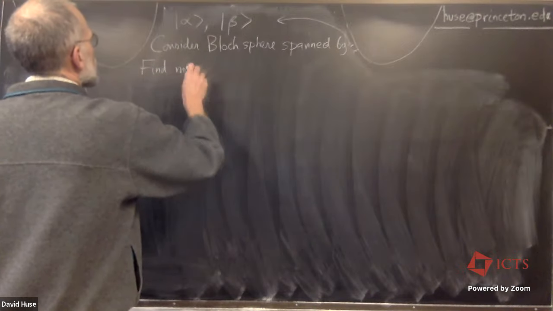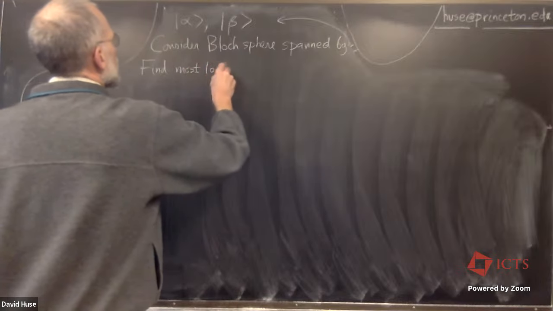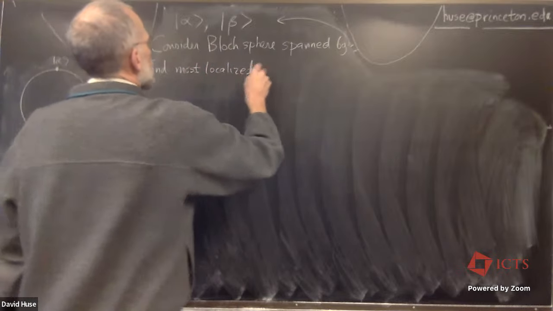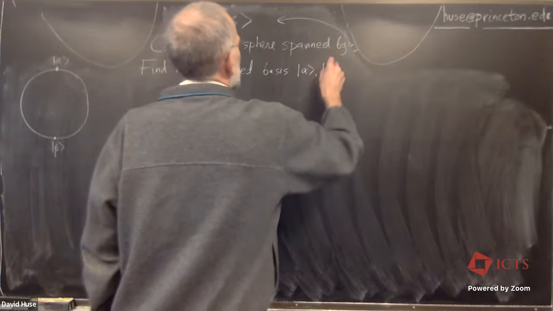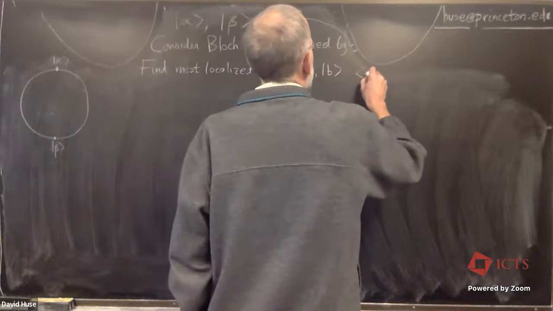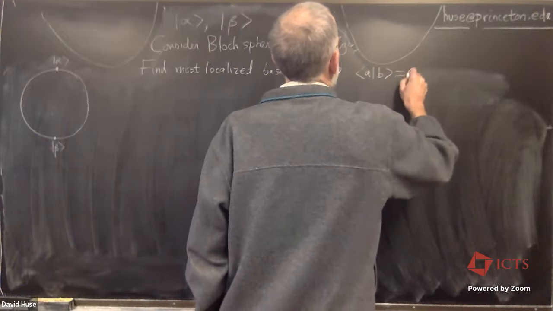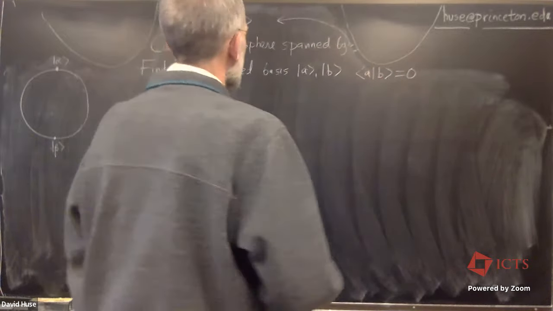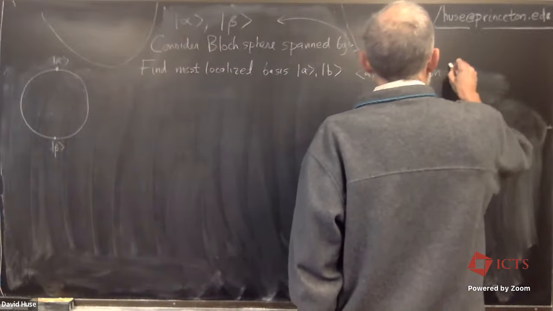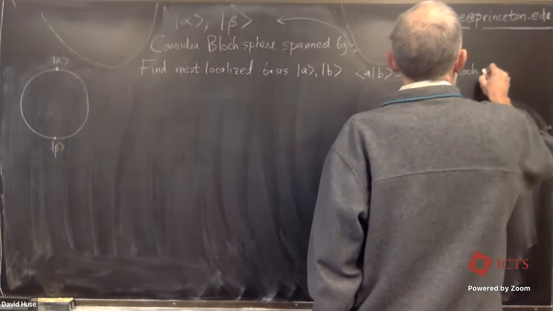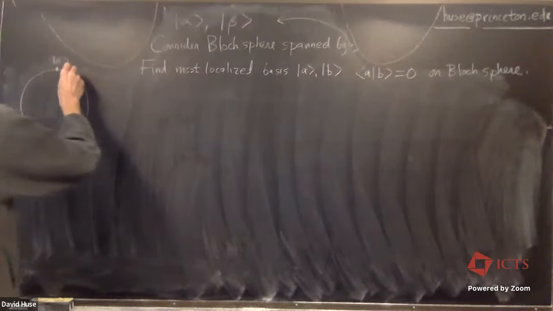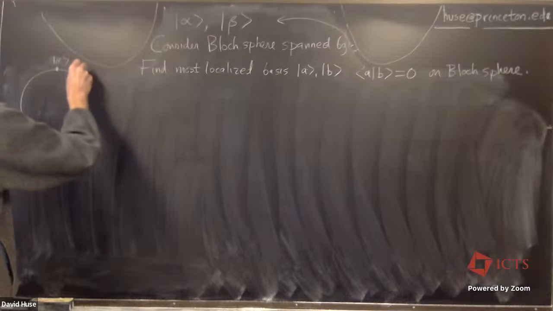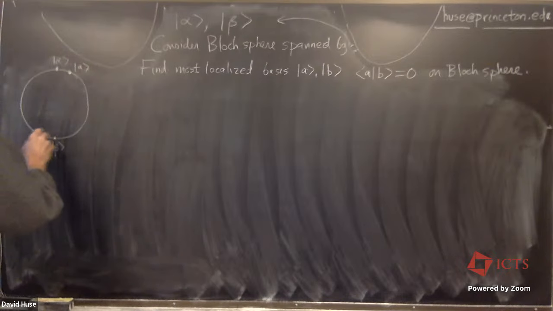And then find, a question: the most localized basis A, B. Since it's a basis, we want A and B to be orthonormal on the Bloch sphere. And that'll look like this. So A might be over here, B might be over here.